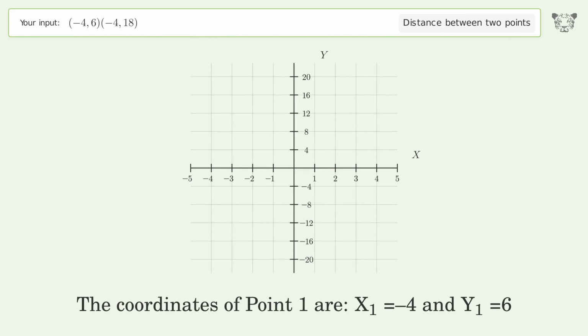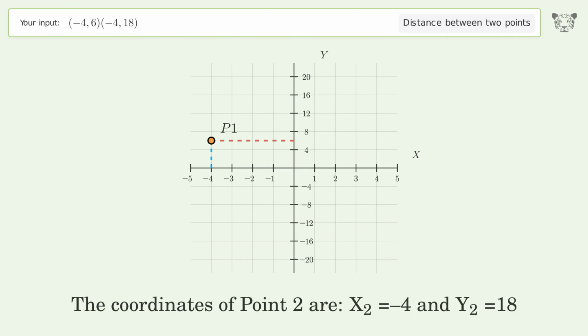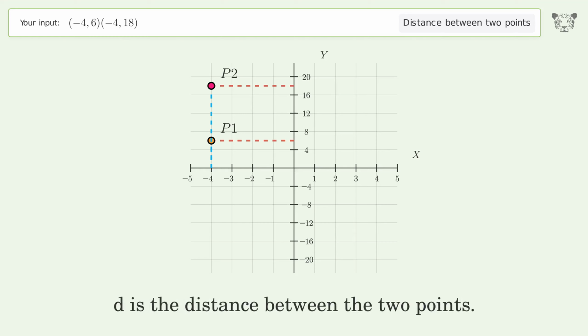The coordinates of point 1 are x1 equals -4 and y1 equals 6. The coordinates of point 2 are x2 equals -4 and y2 equals 18. D is the distance between the 2 points.